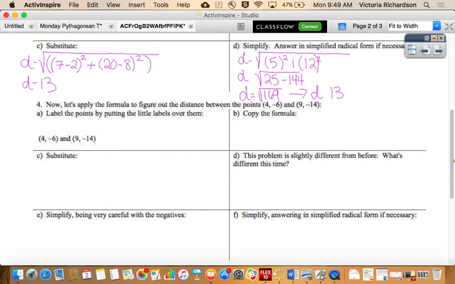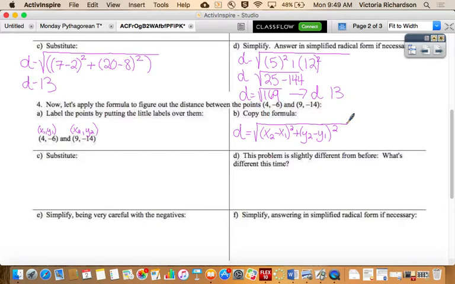So now we need to look at number 4. So it says, now let's apply the formula to figure out the distance between 4, negative 6 and 9, negative 14. So step 1, label your points. Always do this. Always label your points. So my first set of ordered pairs is going to be x1, y1. My second set is going to be x2, y2. Then I'm going to copy down the formula. D is equal to the square root of x2 minus x1 squared plus y2 minus y1 squared.